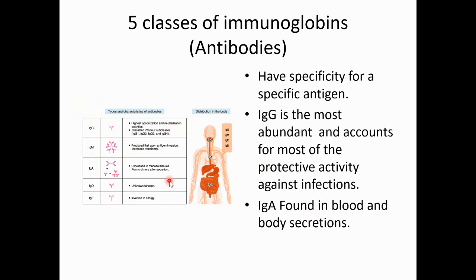IgA is found in blood and body secretions. And again, these react to certain types of pathogens that we're just not going to memorize. You should just really know these right here. I don't know much about the IgD. The IgG is the most abundant. And the other thing that's important to know is the IgE is involved in allergy. So with this IgE, it can help when allergens enter our body.